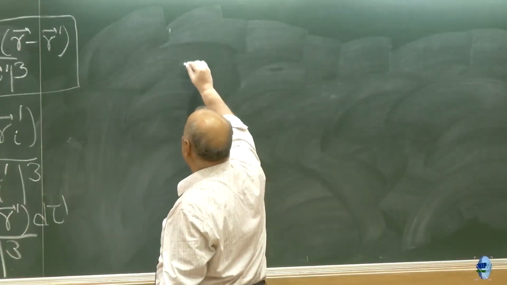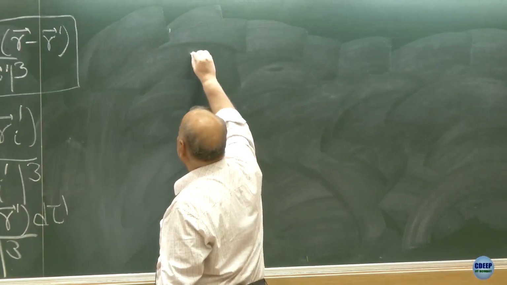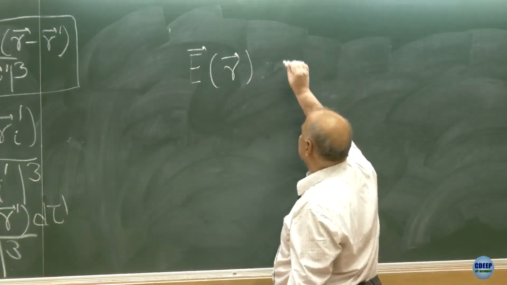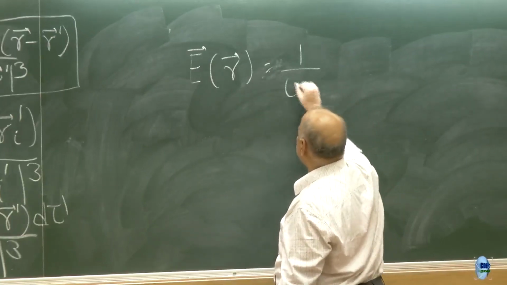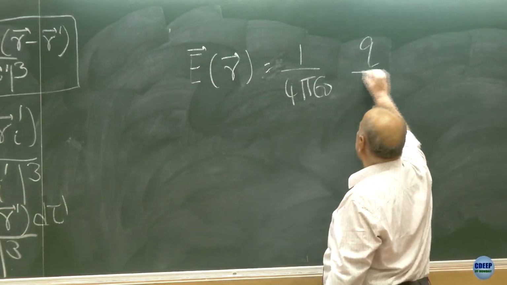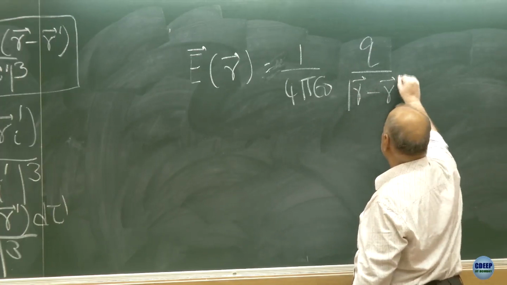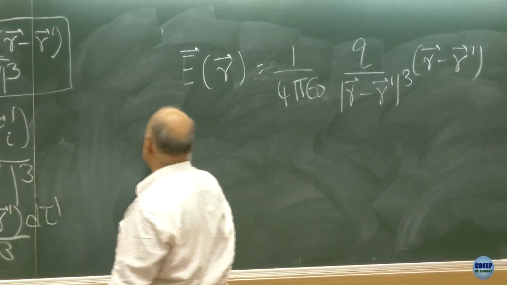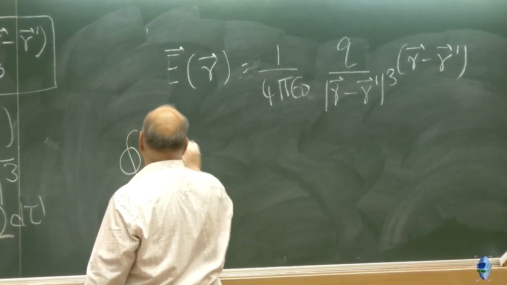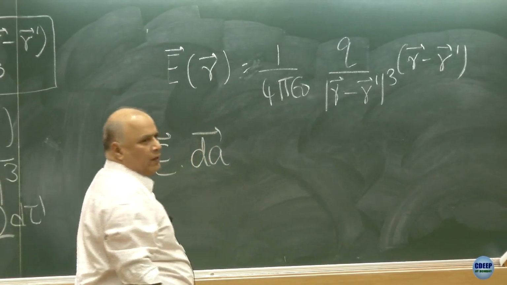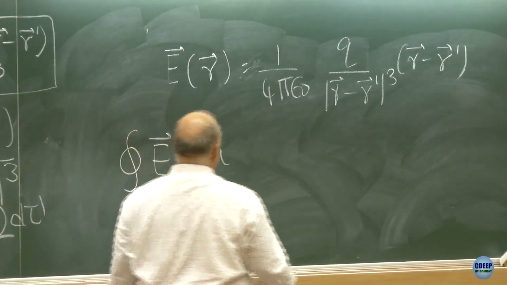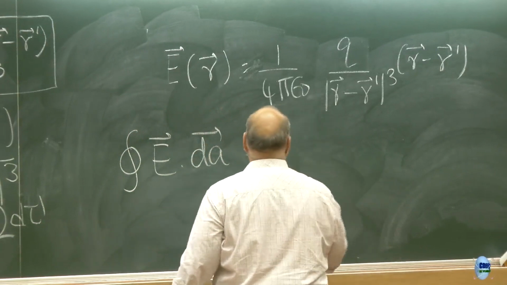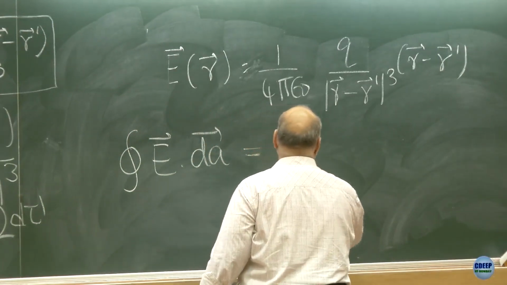For a point charge, the electric field is proportional to one over r squared, and I take a spherical surface surrounding this, and it's easy to see that you get it to be Q by epsilon naught.